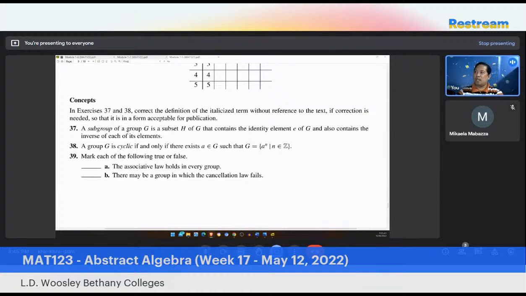How about number 38? O yan, number 38, ito yung complete definition. A group G is cyclic if and only if there exists an element A of G such that A raised to N. Okay. Relax lang, Micaela. Ang dali na, daming ano natin.